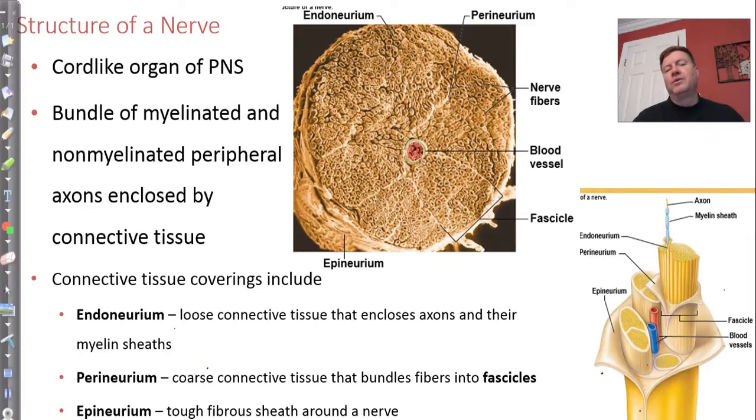And wait a minute, endo, peri, and epi, we've seen these before, right? Endomysium, perimysium, and epimysium. Exact same thing. We have connective tissue surrounding individual neurons and then around groups of neurons, and then the whole thing is surrounded and enclosing things like blood vessels. So a nerve is an organ because it has multiple tissue types.